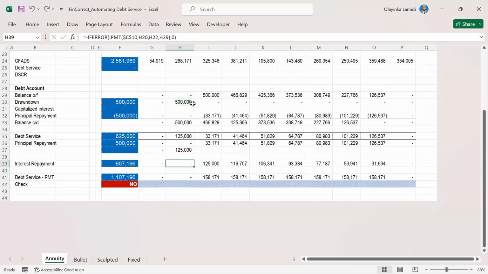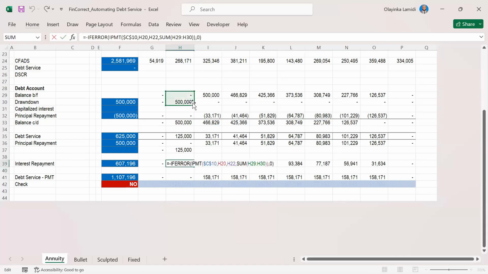So let me undo and redo. We have the PV, and we want the PV to be the sum of this. Okay, let me do that again. Let me recognize a closing bracket here, and let me recognize sum. Then we can drag down, then punch enter on our keyboard.